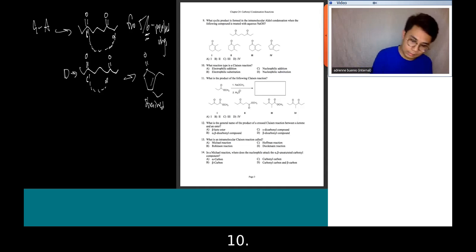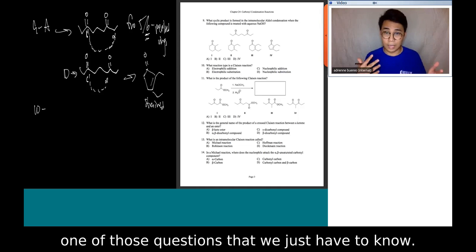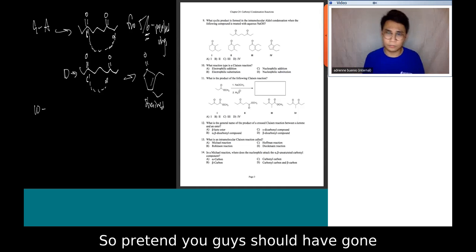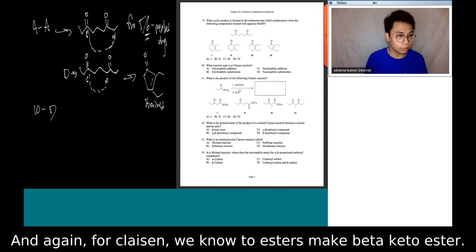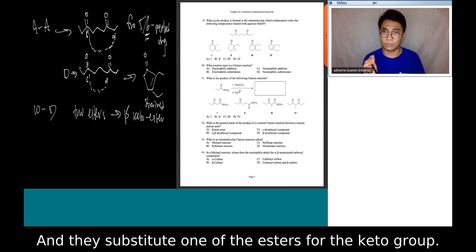Okay, 10. What reaction type is Claisen? So again, one of those questions that you just have to know. And this one is a what? So for 10, you guys should have gotten D, nucleophilic substitution. And again, for Claisen, we know two esters make a beta keto ester, and they substitute one of those esters for that keto group.